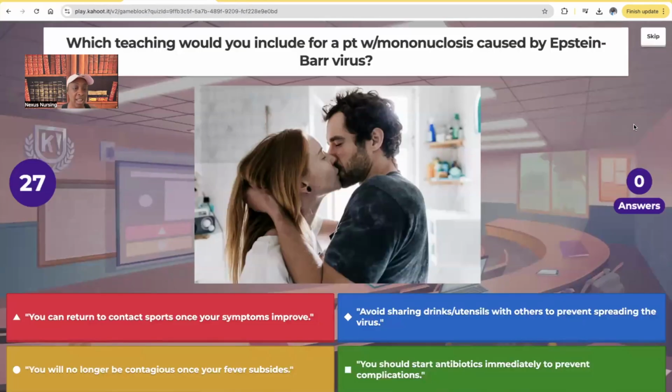You can return to contact sports once your symptoms improve. Avoid sharing drinks and/or utensils with others to prevent spreading the virus. You'll no longer be contagious once your fever subsides. You should start antibiotics immediately to prevent complications.